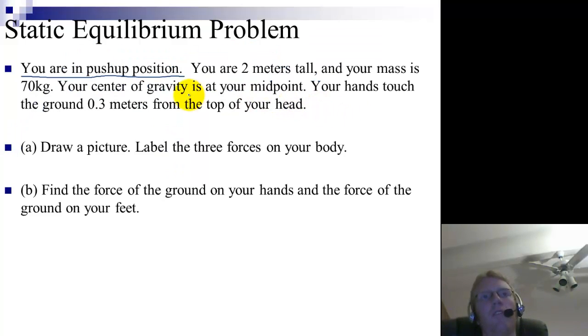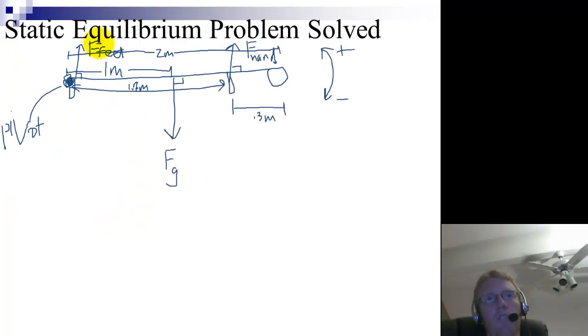So what do we know about this guy? He's 70 kilograms. That's the only thing we know. We're supposed to find the force from the ground on our hands and the force from the ground on our feet. So we're supposed to find this one and we're supposed to find this one. And this dude has a mass of 70 kilograms. Let's see what we can figure out.